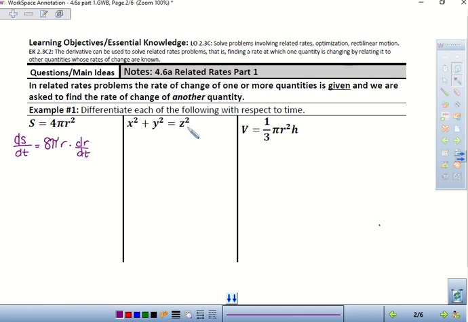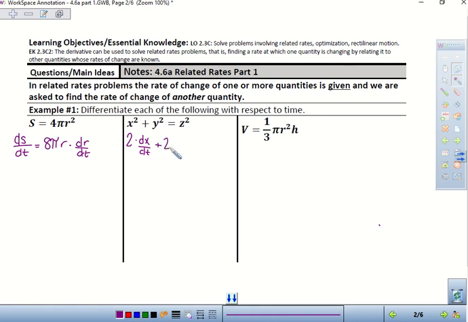Wait, did you need to ask what the derivative of r was? Yeah, we did it. Okay, I was just making sure. So we did the same one yesterday. Did I give you notes over there? Yeah, I did, okay.